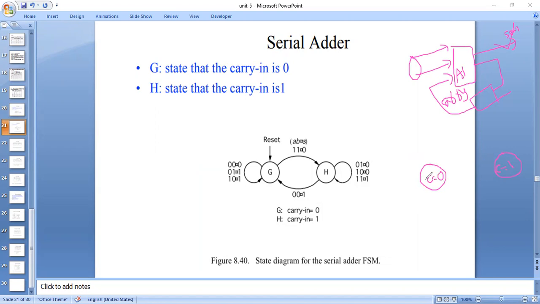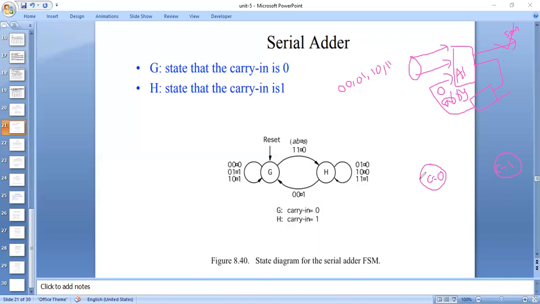And when carry is 0, what is the corresponding output and next state it will produce, and when the carry is equal to 1, what is the next state and output it will produce. Okay, for example, in the first case, we are assuming carry is 0. First I am assuming this, and along with the carry in, we have two inputs. So for two inputs, we have four possible combinations. What are those? Those inputs may be 0 0, 0 1, 1 0 and 1 1. Okay, so we have only these possibilities.